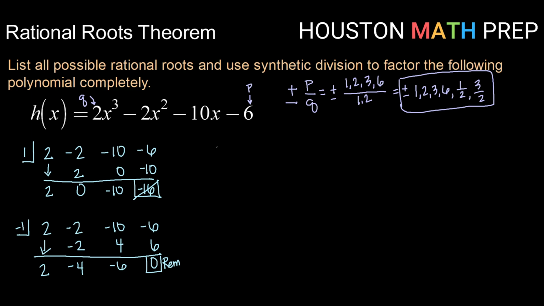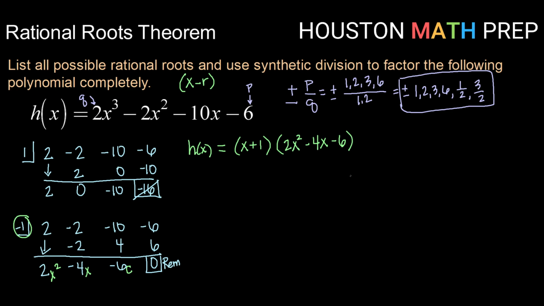That also means that we're ready to start writing h of x in factored form. If -1 is a root, then the factor that goes with that will be in the form x minus that root. So x minus -1 looks like x plus 1. And h of x can be written as x plus 1 times what we got here. So -6 will be our constant, -4 will be our coefficient of x, and 2 will be our coefficient of x squared. So that will be 2x squared minus 4x minus 6.